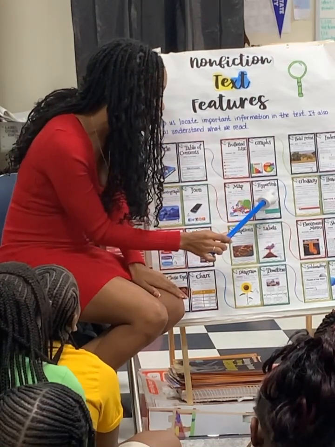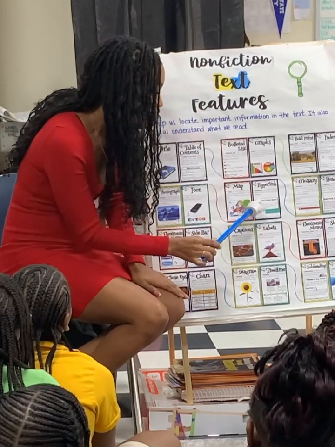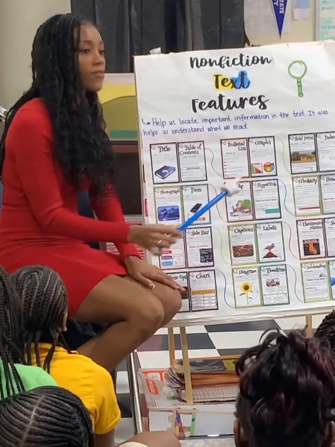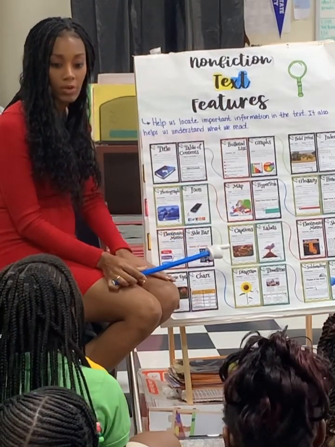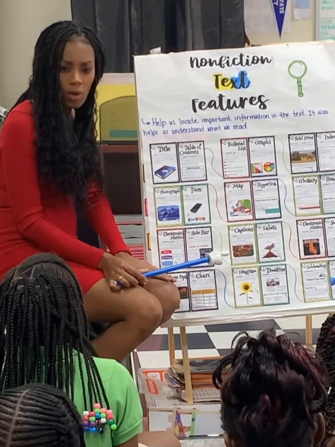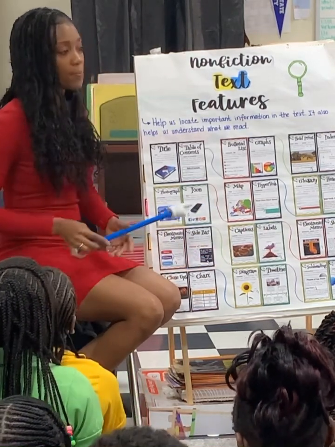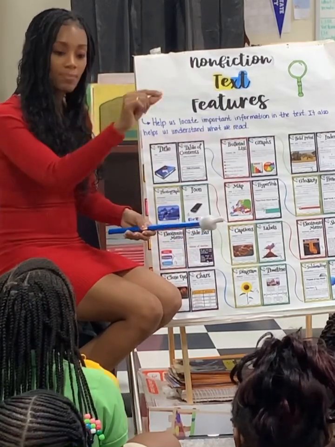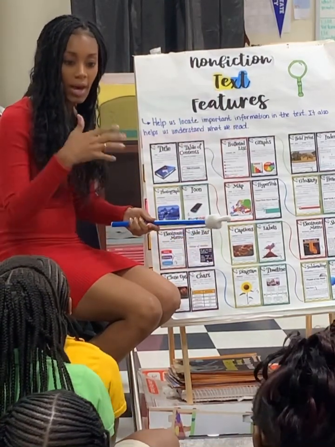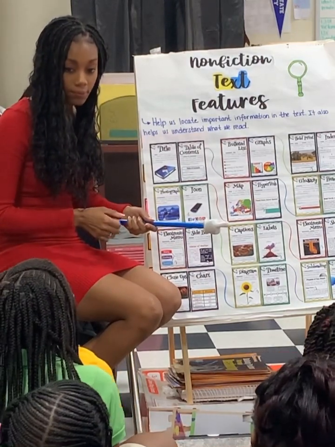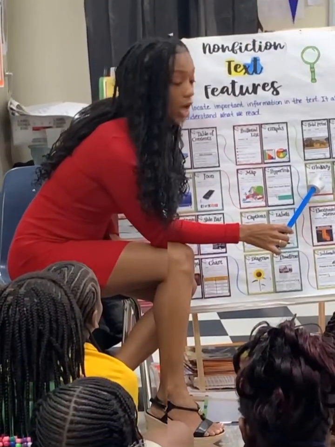Hyperlink. A hyperlink is a digital link that readers can click to go to another web page. For instance, if we're reading a story about space and we want to look at a video, what will I do? I will type in www.space.com. It's going to take me to a video about space so I can show you more information about what we're reading about, okay?